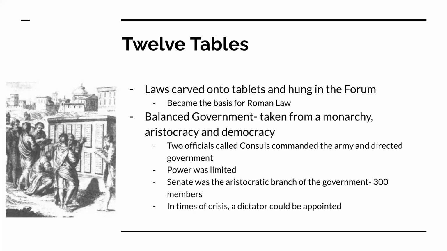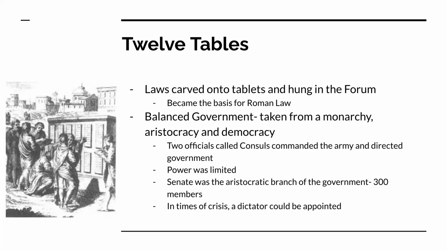And then the assemblies, the assemblies would be made up of the more democratic side of government. So an assembly organized by the plebeians, or a tribal assembly, they elect the tribunes and made laws for the common people. And then later on for the republic itself.